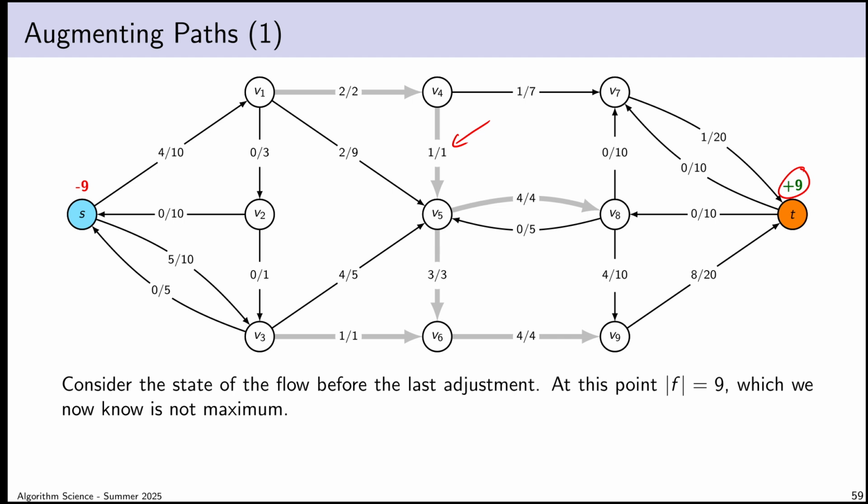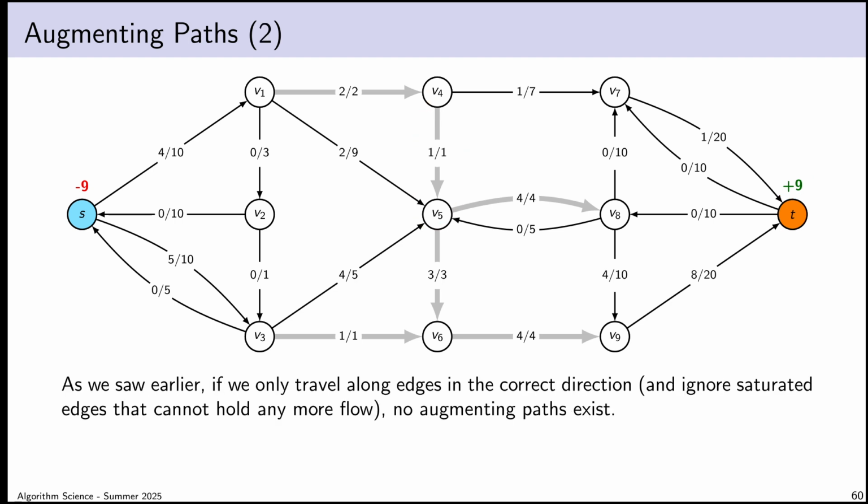I want to make it something an algorithm can do and not just me randomly choosing an edge and being lucky. So if I only travel along edges in the correct direction, if I start at vertex S and walk along edges with available capacity in the right direction, there is no way to reach vertex T, unless I take a saturated edge, but it makes sense that I'm not allowed to do that. I can't push 3 units of flow across this edge in any case. So if I ignore the saturated edges and walk along edges in the correct direction, there are no augmenting paths.